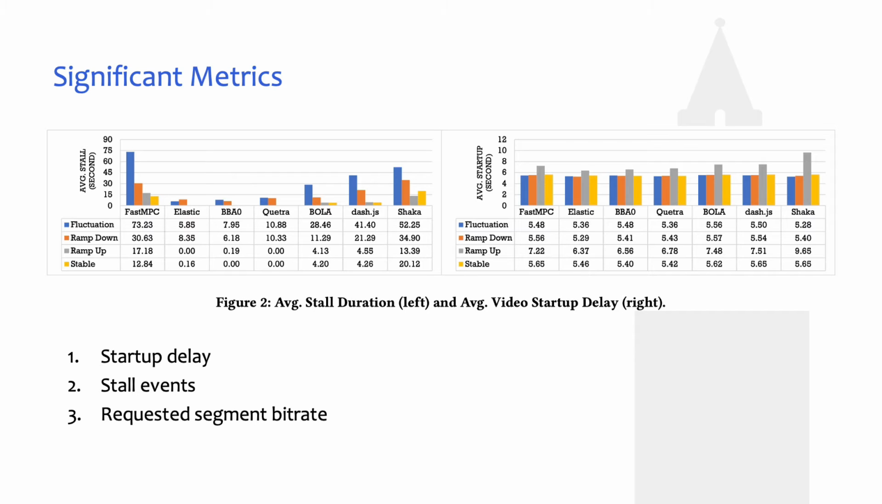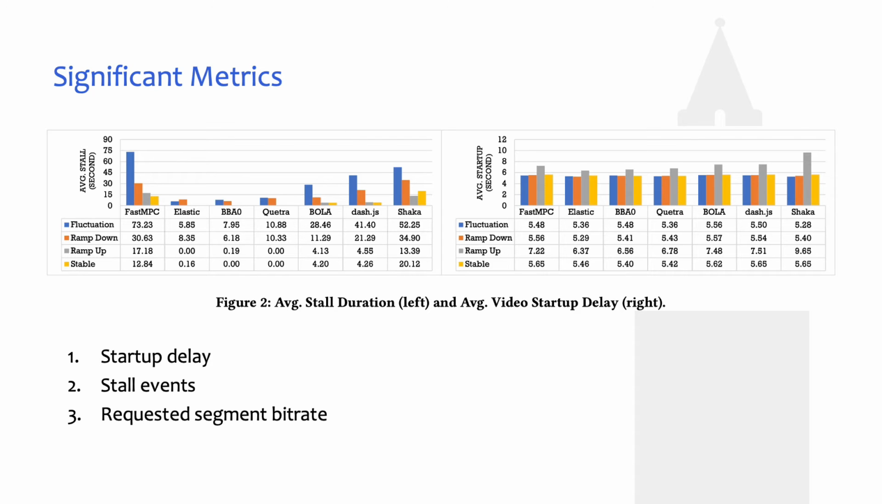For example, for the Elastic ABR algorithm, you can see the average stall event duration in the ramp-up network profile is indicated as 0, which means this ABR algorithm could continue the playback in all experiments with different test sequences without any stall event or rebuffering. Also, the Fast MPC ABR algorithm has the highest average stall event duration of 73 seconds in the fluctuation network profile, which will be very annoying for the end user.